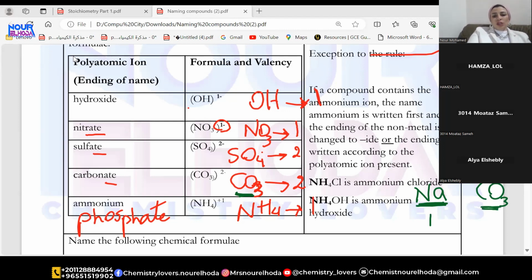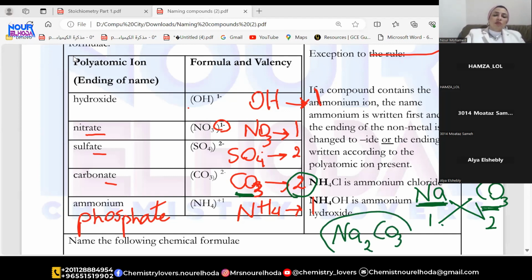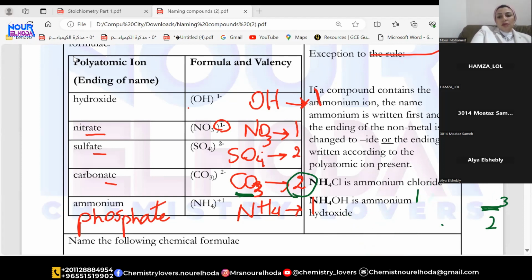What about the carbonate? What's the valency for carbonate? Carbonate is 2. But since the valency of carbonate is 2, I should write 2. And then what should I do? I'm going to swap. So Na will take the 2, with CO3 is going to take the 1. Is it clear? Okay, so this is how we do it. You just write the formula and then you swap and that's it.